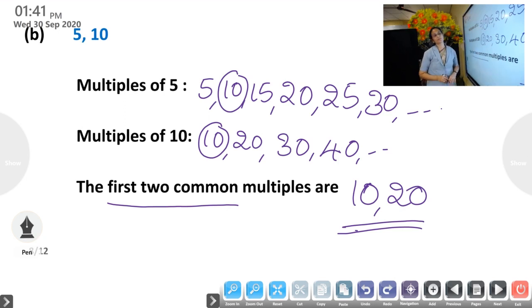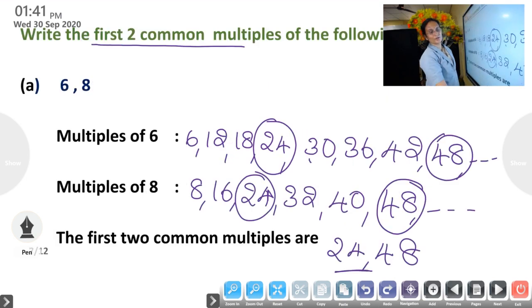So, which are the common multiples? 10 and 20, isn't it? So, you have to check that. I was actually saying this property: for the multiples of the first number, the second common multiple will be the double of that. Here, we got 24 and 48. The first common multiple was 24. Next one, 48, double of 24.